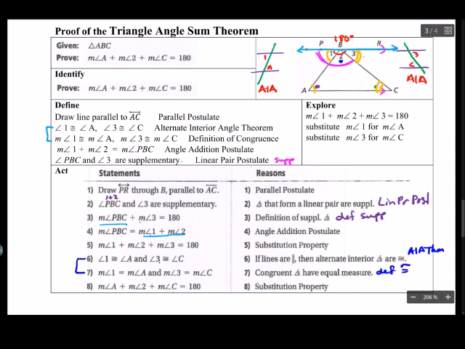Let's just say our measures are equal. And then I simply take the measure of angle 1 and substitute in the measure of angle A. And then I take the measure of angle 3 and substitute in the measure of angle C. And now I can say that the measure of angle A plus the measure of angle 2 plus the measure of angle C equals 180 degrees. And there is the triangle angle sum theorem. And once again, now we can use this theorem without having to do all of these steps. So that's a very nice one.